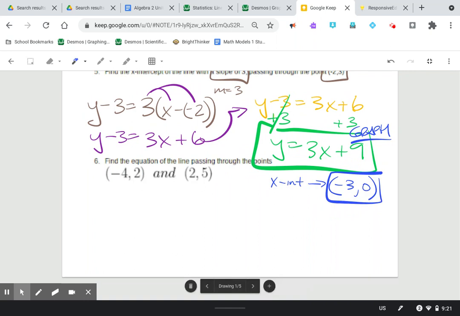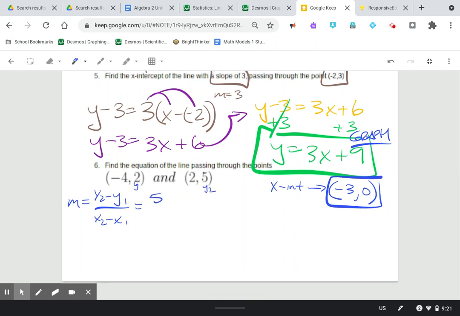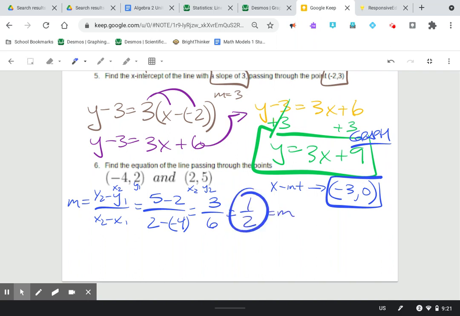Next one, find the equation of the line passing through the points -4, 2, and 2, 5. So first things first, we're going to use the slope formula, which is y2 minus y1 divided by x2 minus x1. So y2 is 5, that's here. y1 is 2, x2 is 2 minus -4. So we get 5 minus 2 is 3. 2 minus -4 is 6. That simplifies to 1/2. That's my slope.